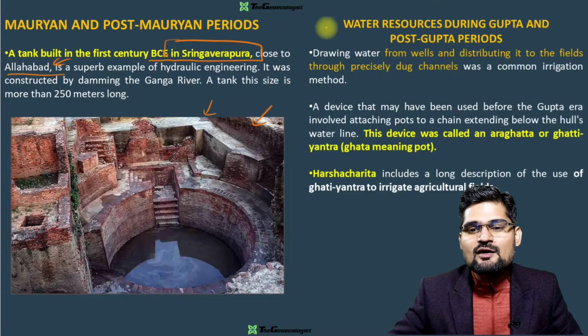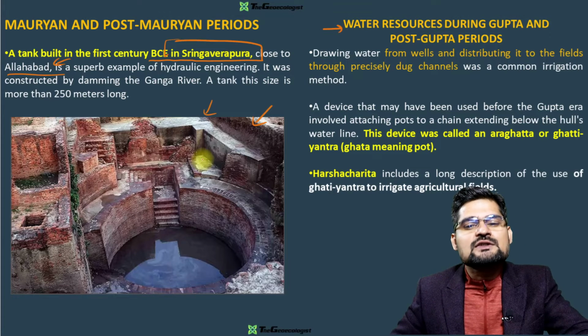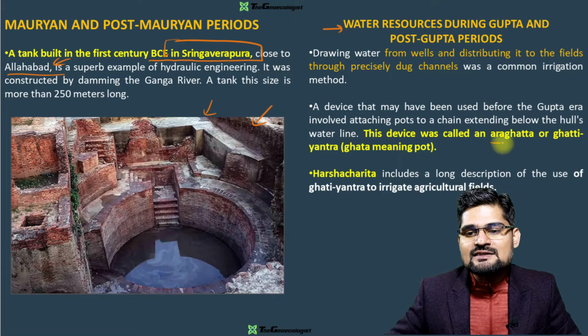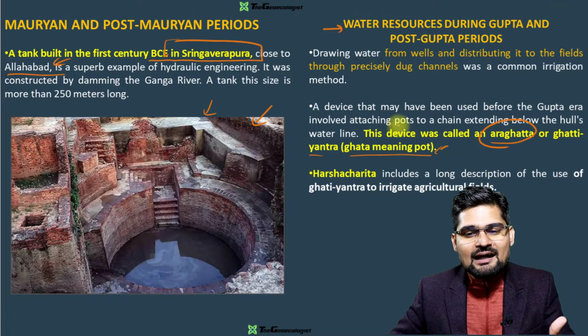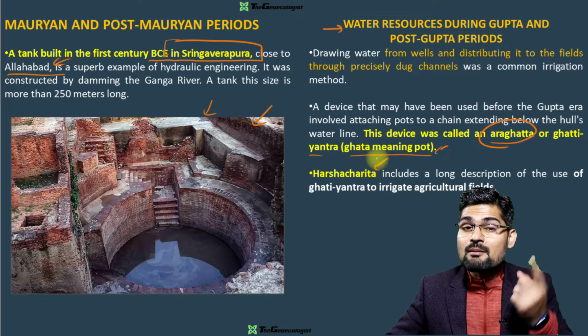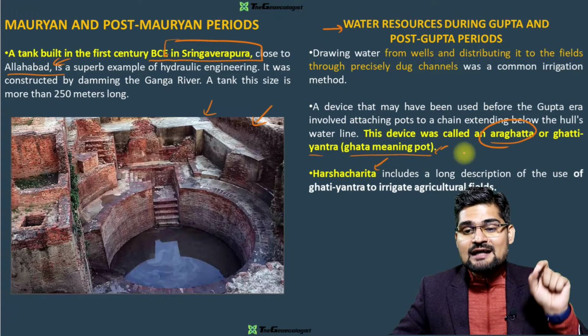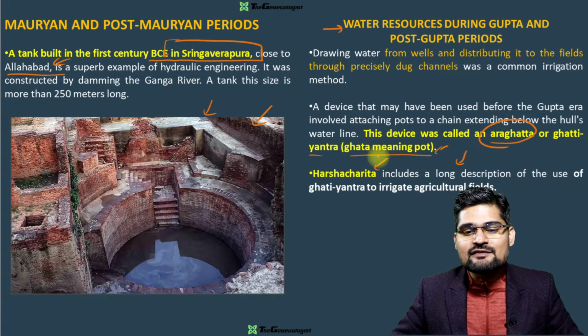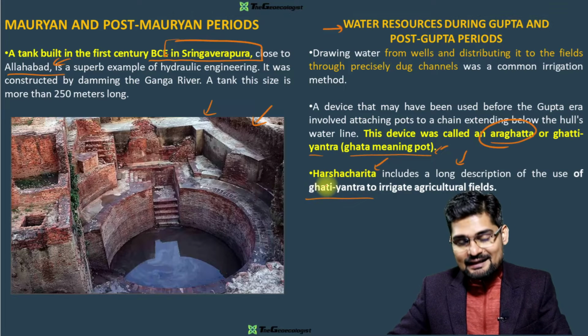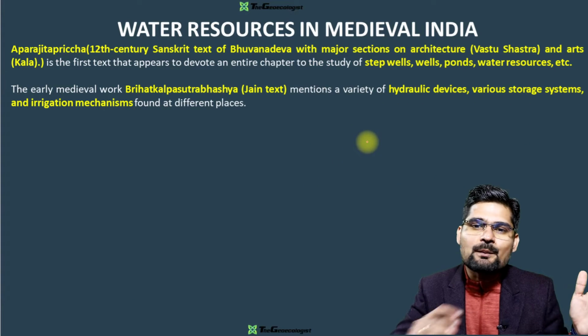Then if you observe water resources during the Gupta and post-Gupta period, you'll find the device called Arghata or Ghati Yantra. Ghata basically means pot, right? So Harsh Charita, remember, written by Ban Bhatt, also has a description of irrigation of the fields using Ghati Yantra. Right? Then if you observe water resources in medieval India.